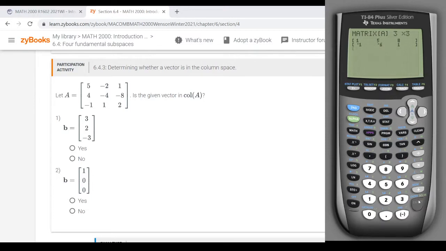A 3 by 4 matrix, and then you got 5, -2, 1 across the top, and then for this first vector B, the first component's 3. And then 4, -4, -8, and then for that first part, the second component of B is 2. And then the third row would have -1, 1, 2, and the third component of that vector B in part 1 is -3.